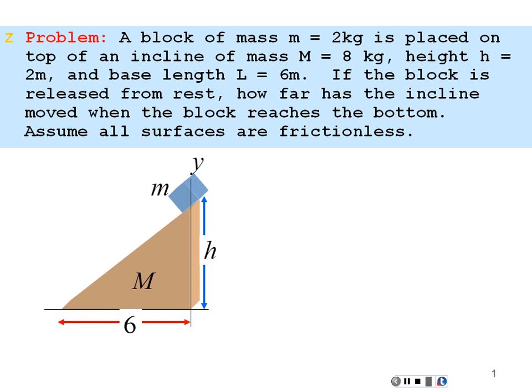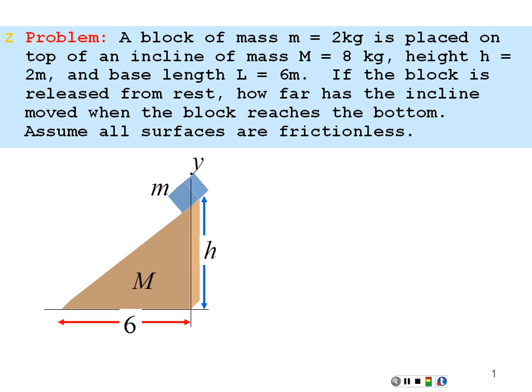Let's consider this interesting center of mass problem. A block of mass m equal to 2 kilograms is placed on top of an incline of mass 8 kilograms, height 2 meters, base length 6 meters. If the block is released from rest, how far is the incline moved when the block reaches the bottom? Assume all surfaces are frictionless.